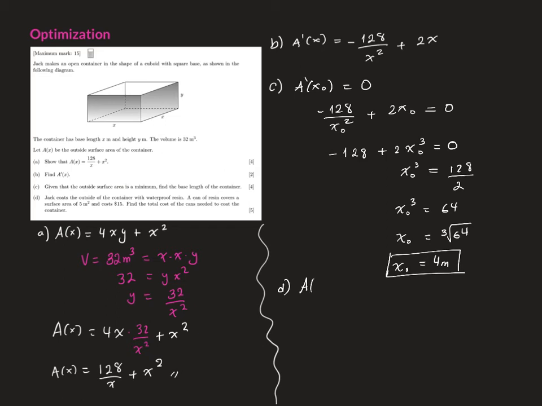So the total area when x is equal to 4 is going to be 4 times 4 times 32 over 4 squared plus 4 squared. That is the same as 48 meters squared. And since 5 meters squared costs 15, we need to divide 48 meters squared into sections of 5 meters squared, and then multiply that by the cost, that is $15, and that is $144.